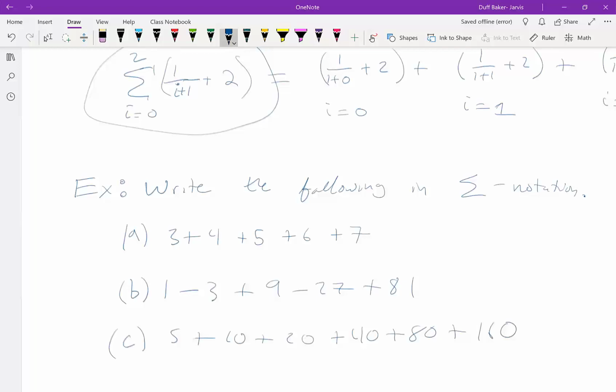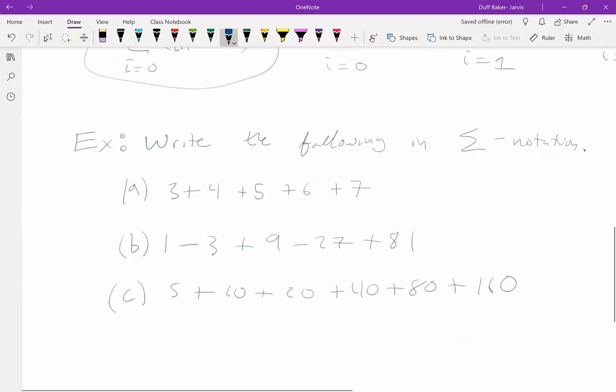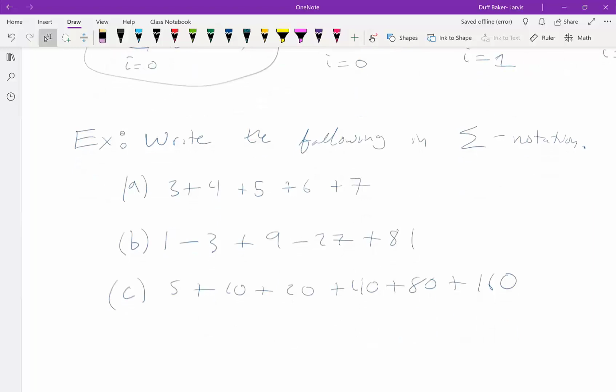Okay, so here are 3 numbers which have been written as adding a bunch of things together, and we want to try to write each one as a sum using sigma notation. So take a little bit to think about this and give it a try, and then I'll go through it.